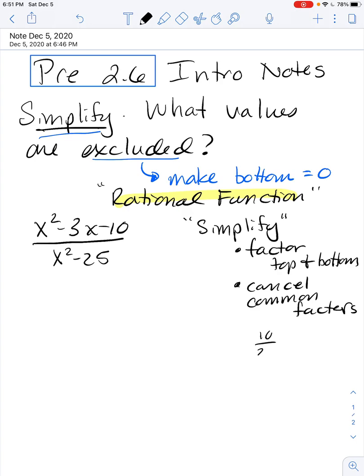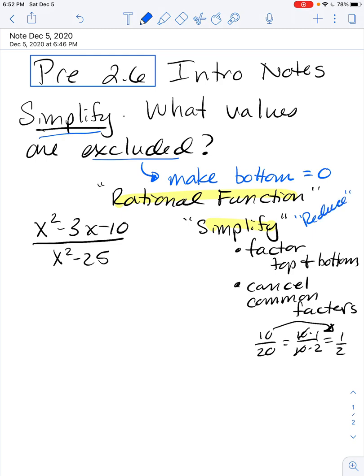So if you have 10 over 20, you're thinking, well, that's 10 times 1, and this is 10 times 2, so I can cancel those common factors and get a half. That process, which you're smart and do in your brain, is the same as what we're going to do. We're going to factor the top, bottom, cancel the common factors, and therefore we will simplify. Or another word you're probably used to from the past is reduce. But the verb is going to be to simplify when it's telling you what to do.